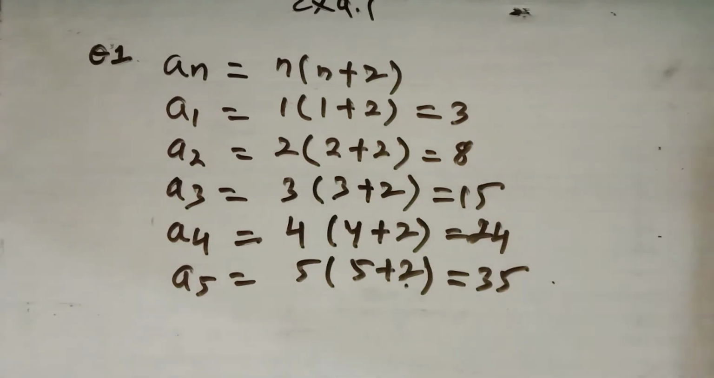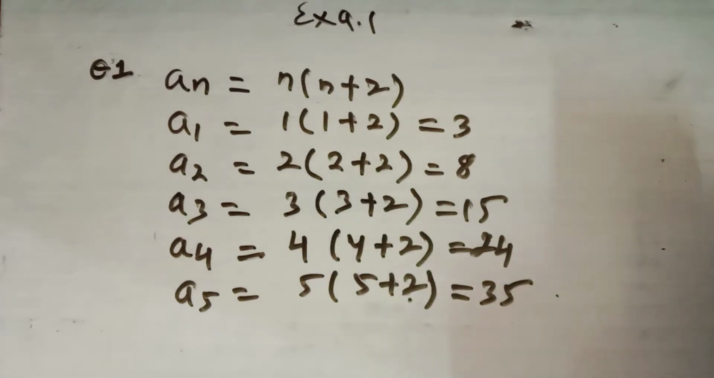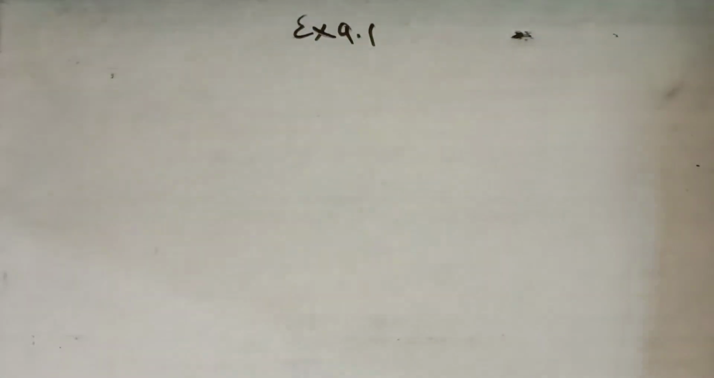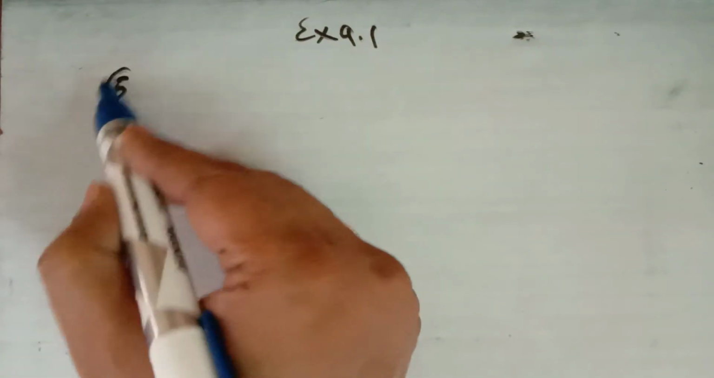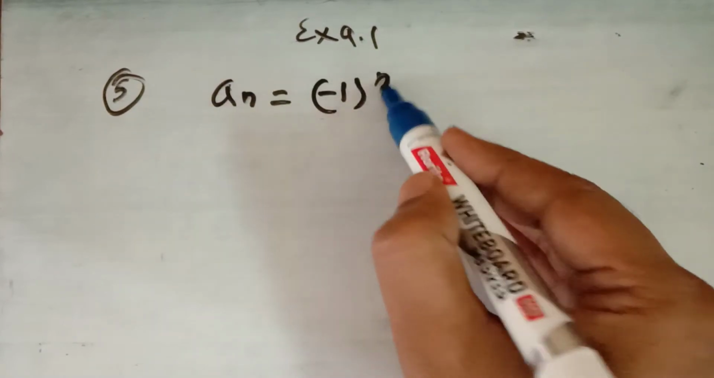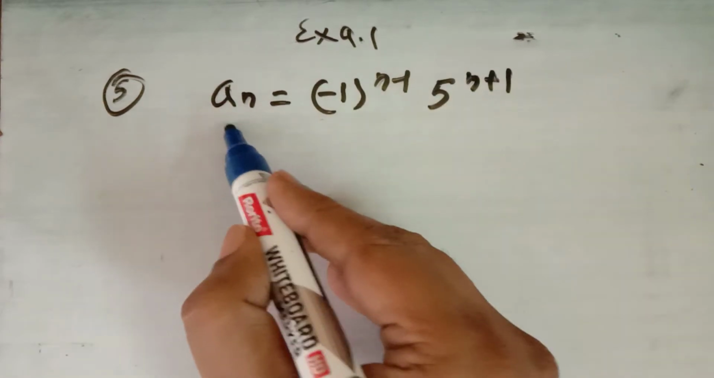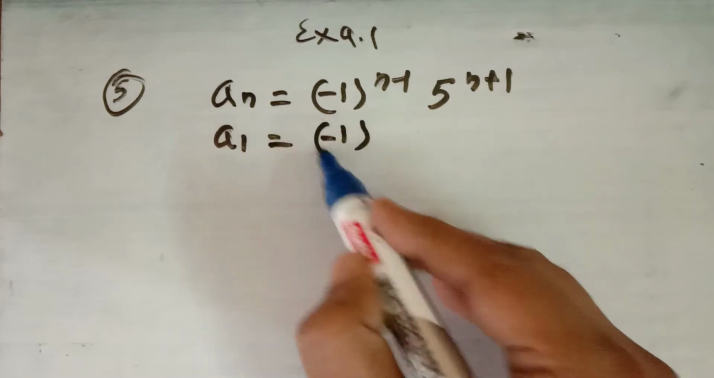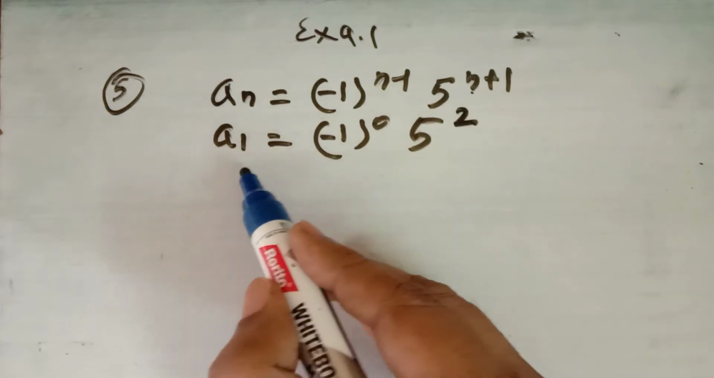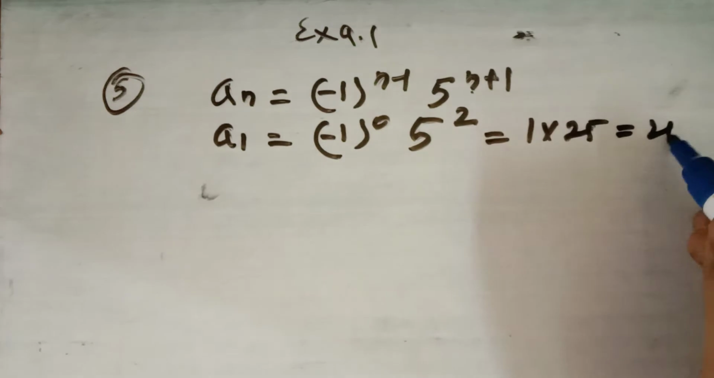Now I am taking another question, that is the 5th question of this exercise. Remaining you can do very well by yourself. Now the 5th is: nth term is given as minus 1 raised to power n minus 1 and 5 raised to power n plus 1. So as usual, the first term: minus 1 raised to power 0, replace n by 1, and 5 raised to power 1 plus 1, that is 2. So it will be 1 into 25, that is 25.